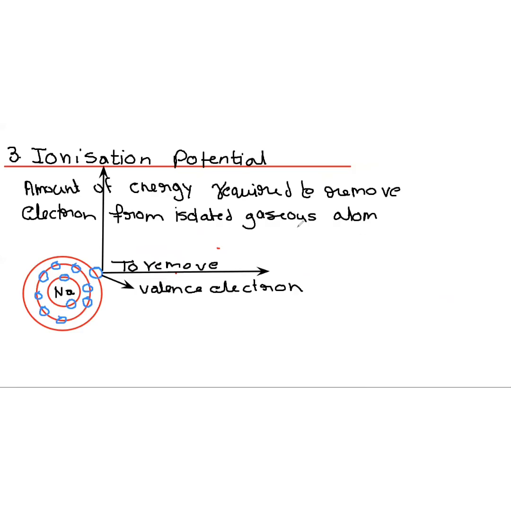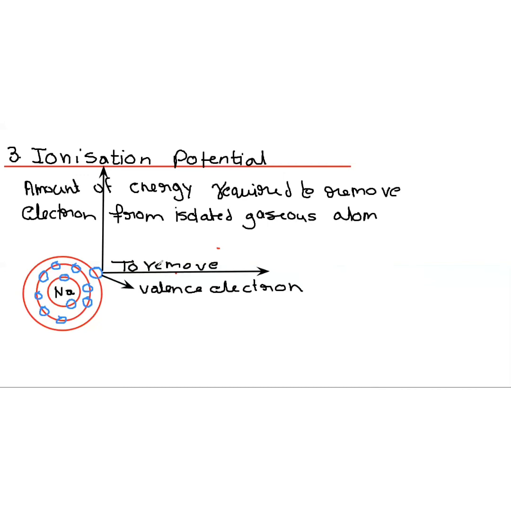Okay. Now next is ionization potential. What is the meaning of ionization potential? Ionization potential means the amount of energy required to remove an electron from an isolated gaseous atom. Now see, suppose an electron is present in the outermost shell and it is required to be removed from the outermost shell, that is, it has to come out of the nuclear force, then it requires some energy to come out of that force.